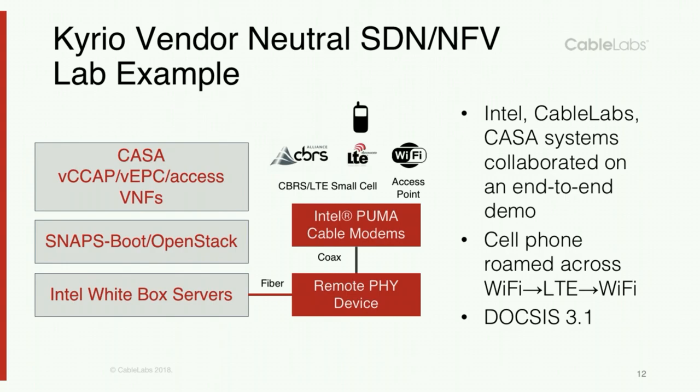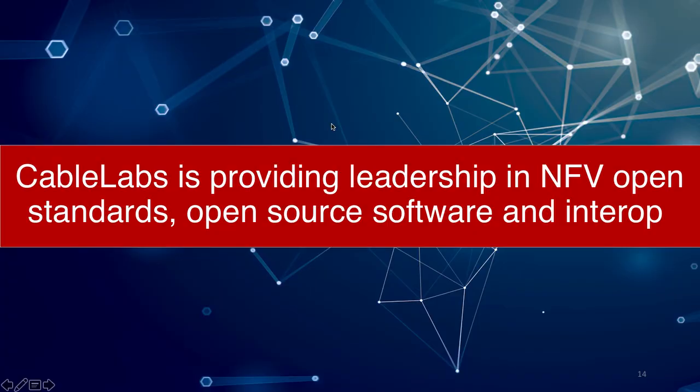And the end demo showed a cell phone being able to roam between Wi-Fi, LTE, back to Wi-Fi. And the cable technology was DOCSIS 3.1. So this is just one example. There are other examples of such integration as well. In conclusion, we saw how CableLabs is providing leadership in NFV in the areas of open standards, open source software, and interop, with a special focus on cable-related use cases and concerns.